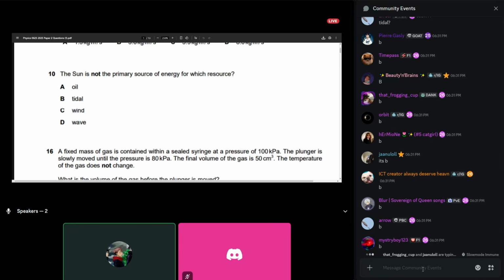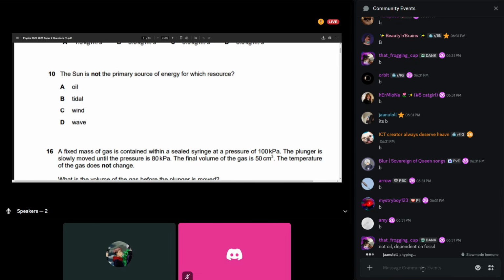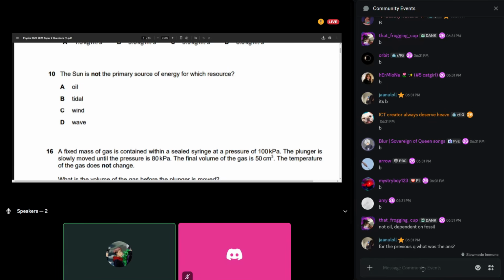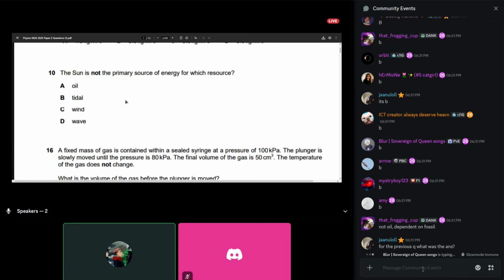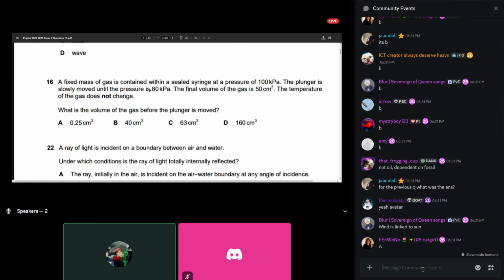Because tidal energy actually comes from the moon. The water movements are caused by the moon's gravitational field, which causes the tidal energy. It's not by the sun. So, yeah, my bad. What is the volume of the gas before the plant?